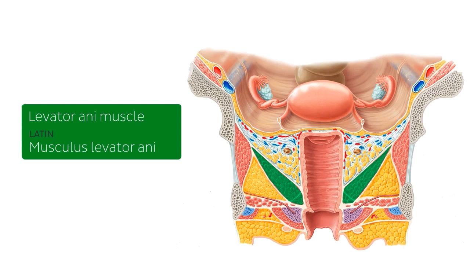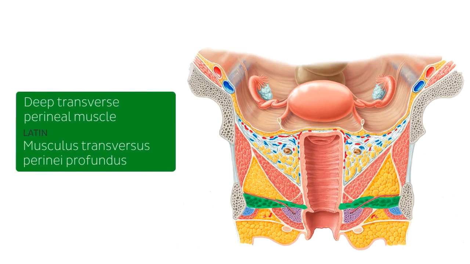And as we can see in this image, in females, some of the levator ani's fibers wrap around the vagina, usually fibers of the pubococcygeus muscle. This muscle is called the pubovaginalis muscle, while other fibers terminate in the perineal body.